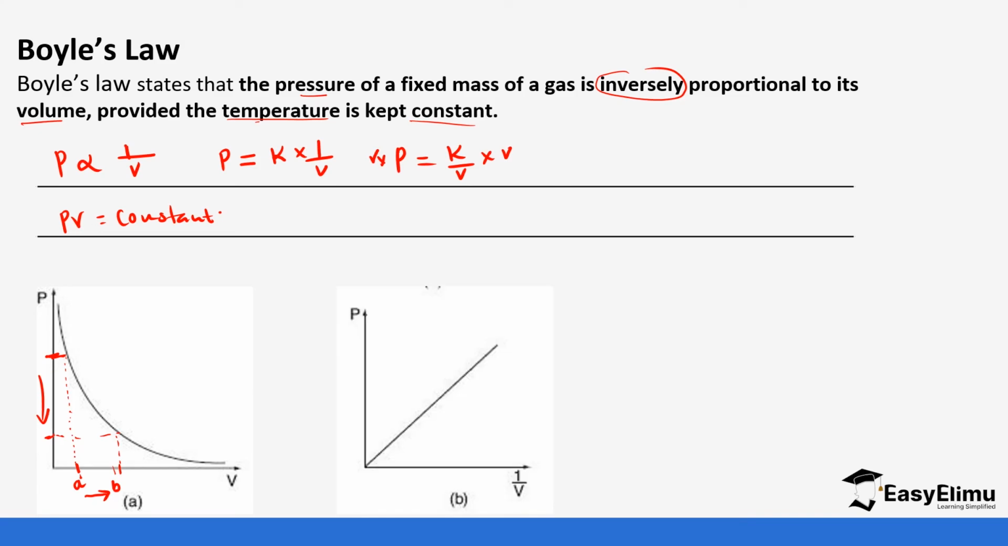Also, the graph of pressure against the inverse of volume will give a straight line, and the graph of PV against a constant will give a continuous line. This is happening because it's against a constant.